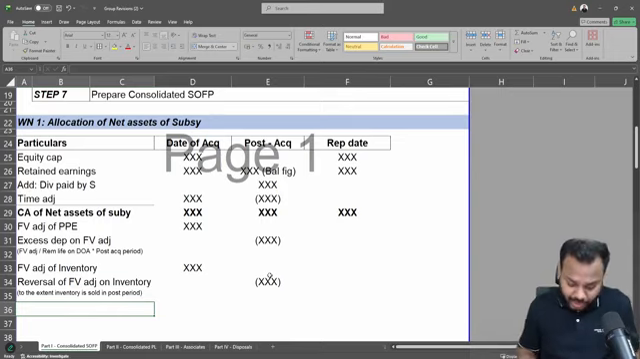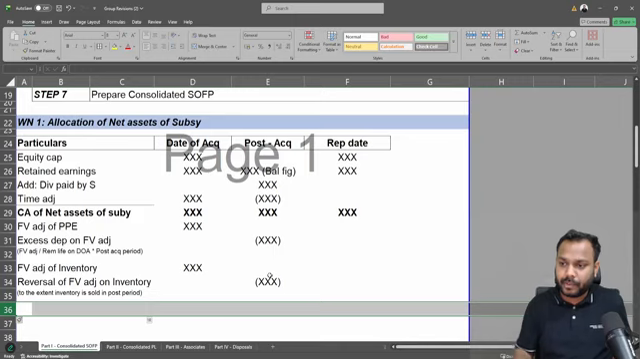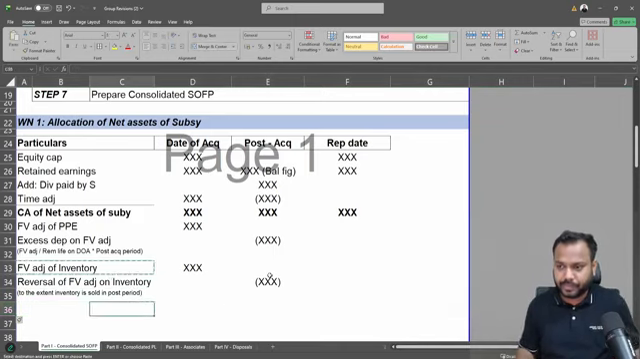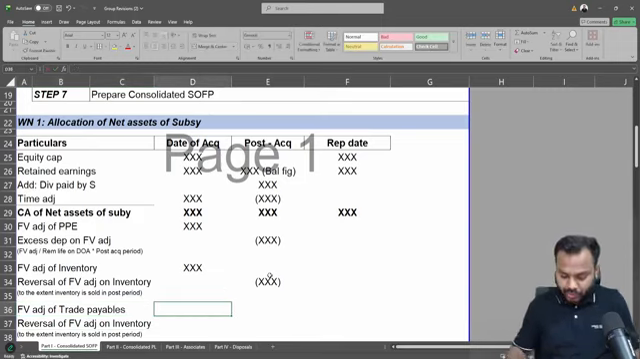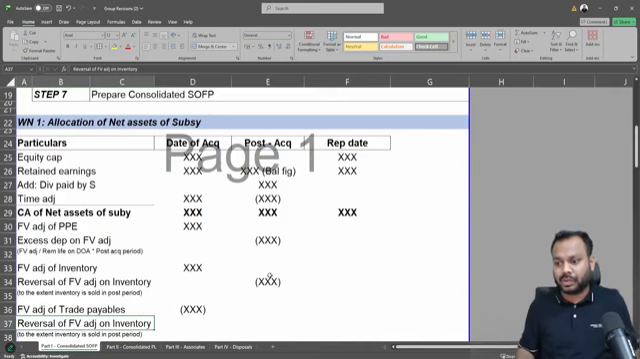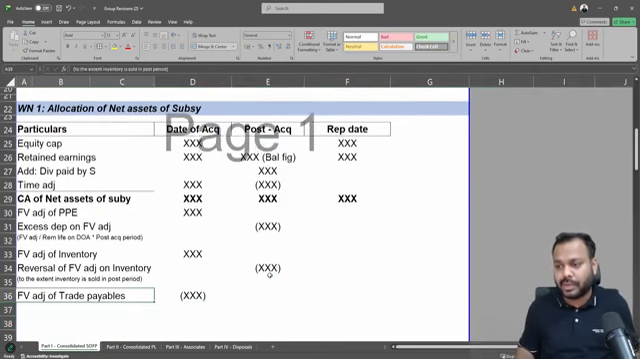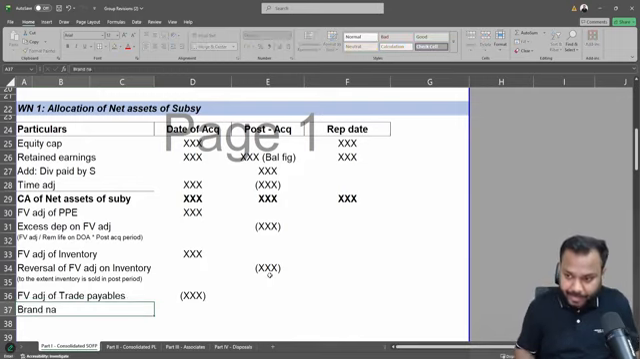Now comes the next part, that is the fair value adjustment of trade payables. Since trade payable is a liability, it will decrease the net assets. Then further, brand name, then customer lists.